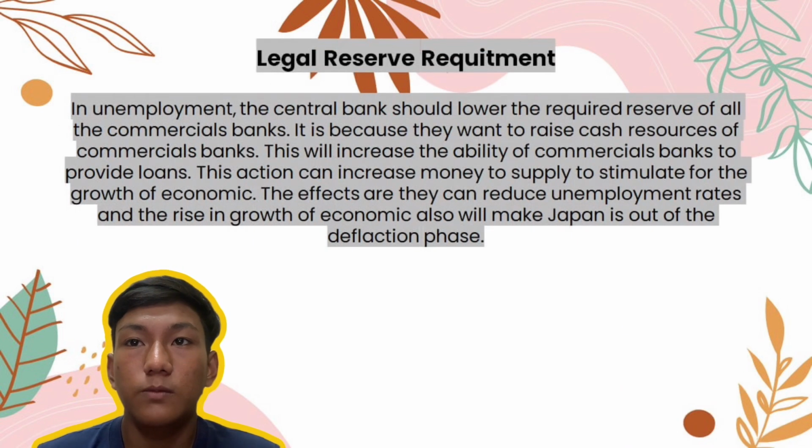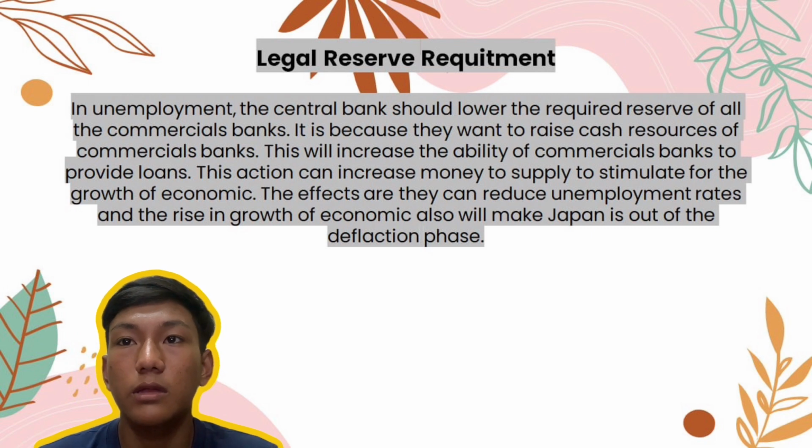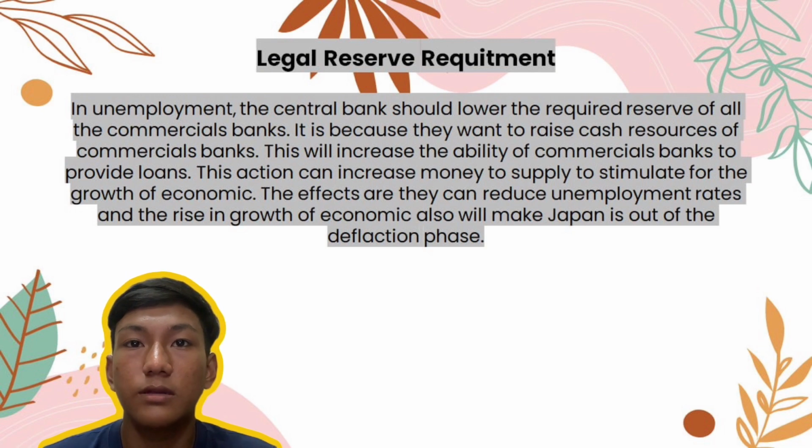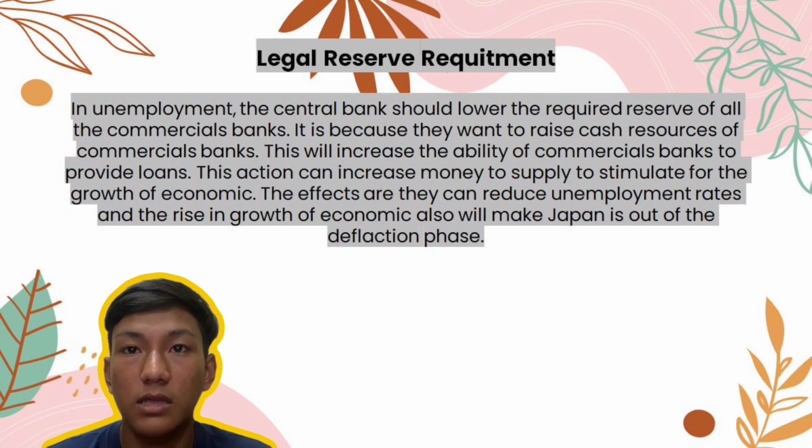Legal reserve requirement. In unemployment, the central bank should lower the required reserve of all the commercial banks. It is because they want to raise cash resources of commercial banks. This will increase the ability of commercial banks to provide loans. This action can increase money supply to stimulate the growth of the economy. The effects are they can reduce unemployment rates, and the rise in growth of the economy also will make Japan get out of the deflation pace.